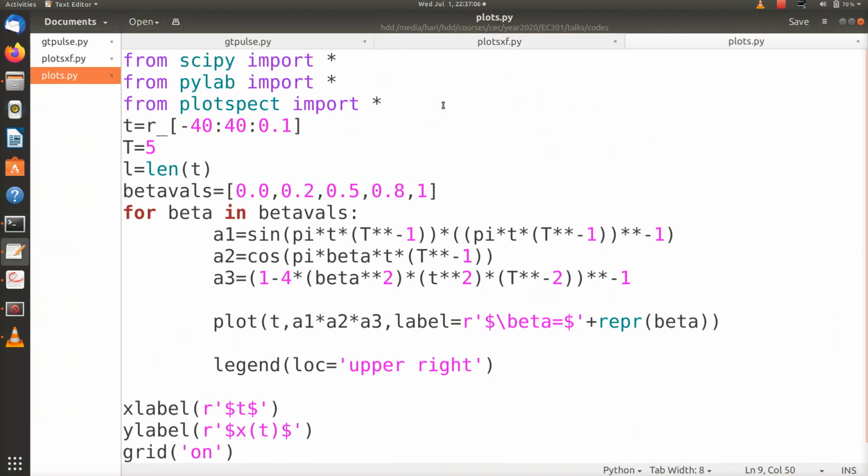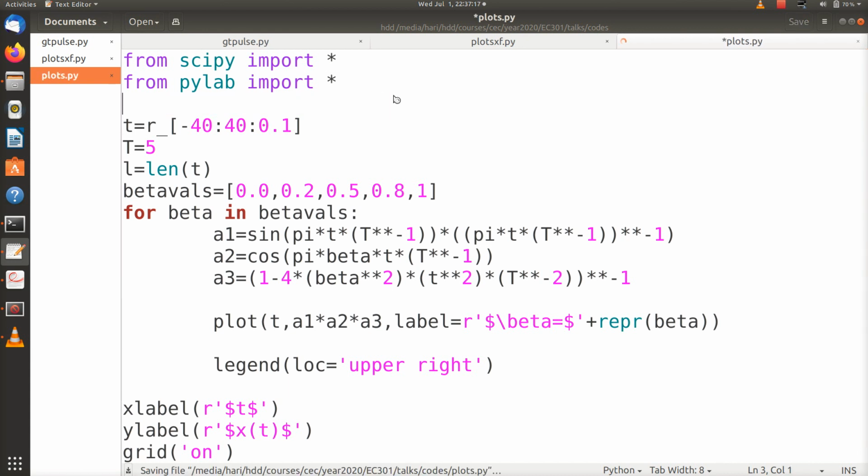Yeah, these plots are here. So what I do is I import these things, and this is actually not needed. It's part of some other code. You can see that I select a time t from say minus 40 to 40 with an increment of 0.1, and T as in the previous case I selected as 5, and these beta values I selected as 0, 0.2, 0.5, 0.8 and 1.